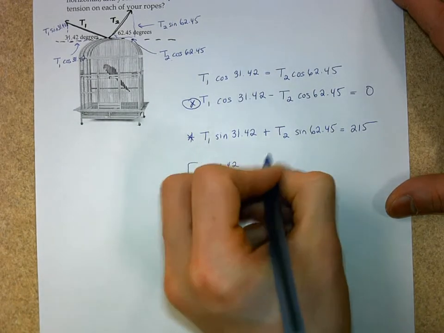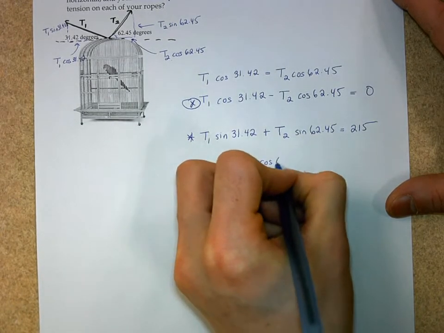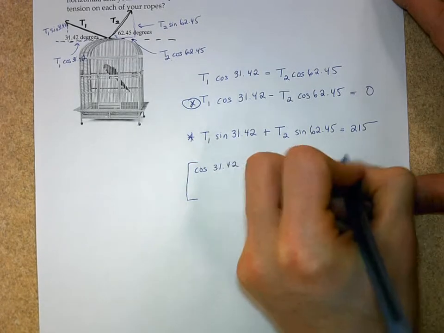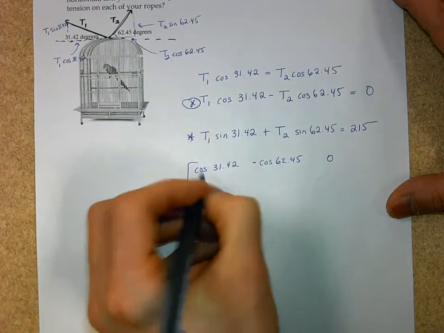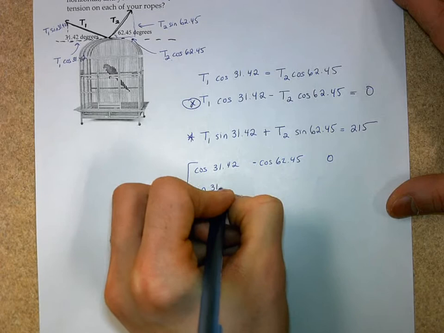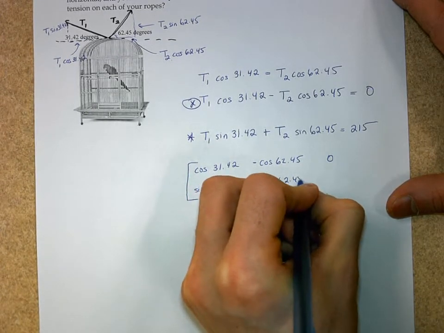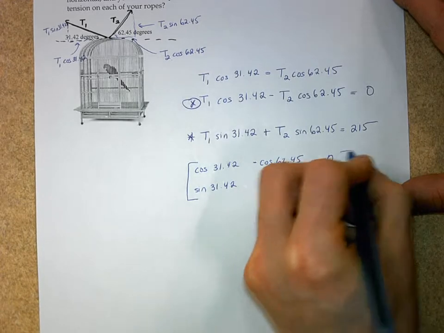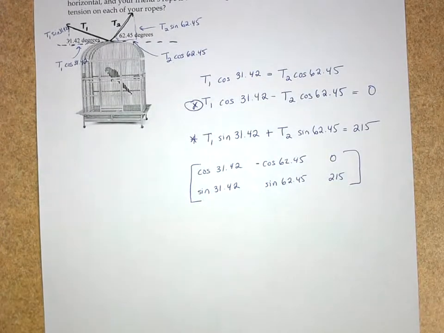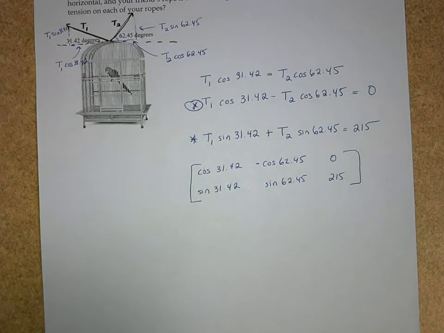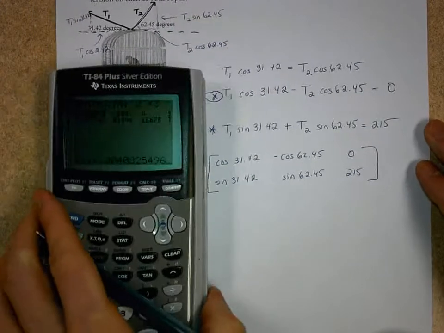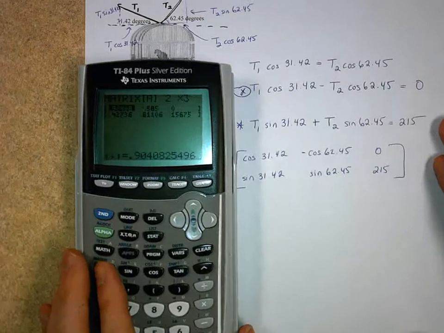Cosine of 31.42, minus the cosine of 62.45, is equal to 0. And then the other one, the sine of 31.42, the sine of 62.45, is equal to 215. So once again, we'll head to our calculator.